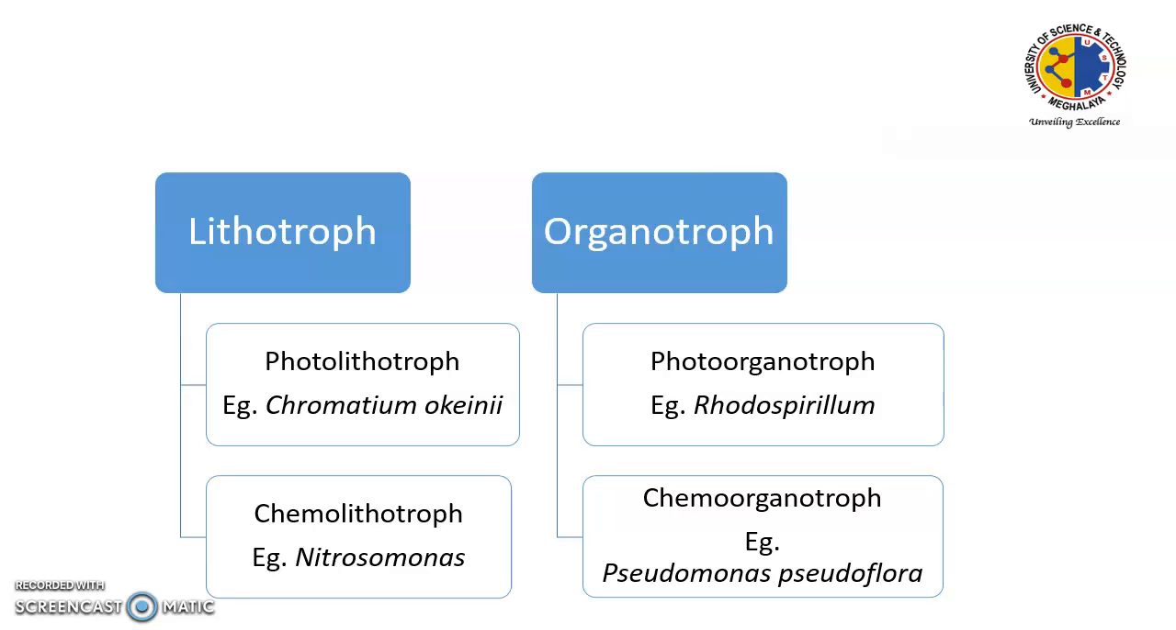So here, in photolithotrophs, light is required along with reduced inorganic compounds. Similarly, in chemolithotrophs, chemicals and reduced inorganic compounds are required. In photoorganotrophs, light is required and organic compounds are the source. And in chemoorganotrophs, it is chemicals and reduced organic compounds.